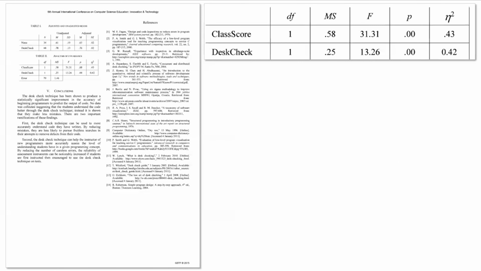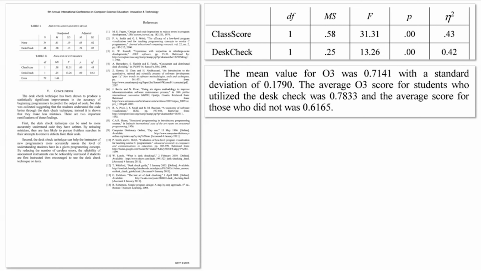So the results were quite interesting. First of all, here are the statistical results for those of you who love the inferential statistics. This is the ANOVA that was run. The average of students who used the desk check, otherwise known as program trace, was 78%, and the average score of those who did not use it was 61%. So here we have a very large difference of 17% for those who use the trace versus not.